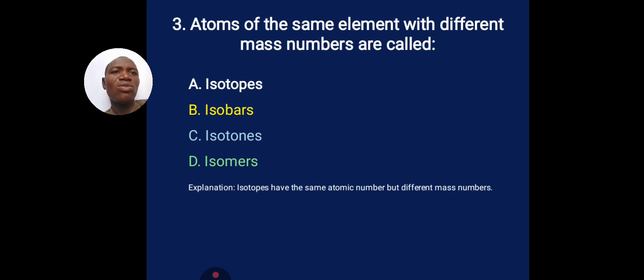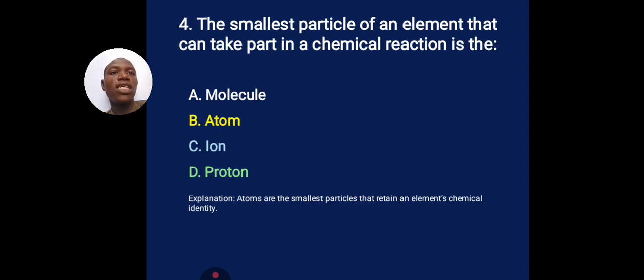Let's go to the third question, which says, atoms of the same element with different mass numbers are called what? If atoms have the same atomic number but different mass numbers, they are called isotopes. Isotopes have the same atomic number but different mass numbers. Question 4 says, the smallest particle of an element that can take part in a chemical reaction is the what? I know this is a bonus question, you can answer it. Yes, an atom. An atom is the smallest part of an element that can take part in a chemical reaction.